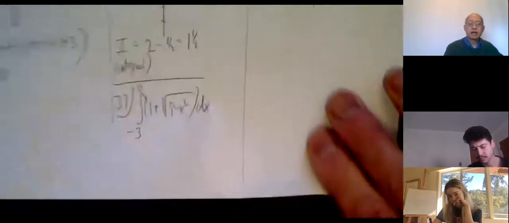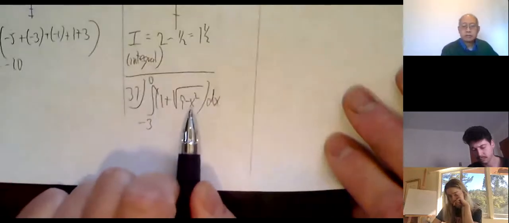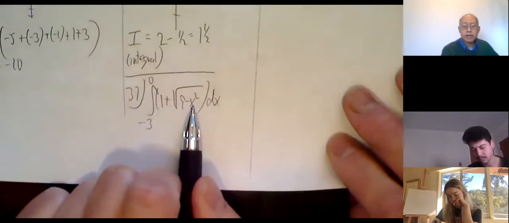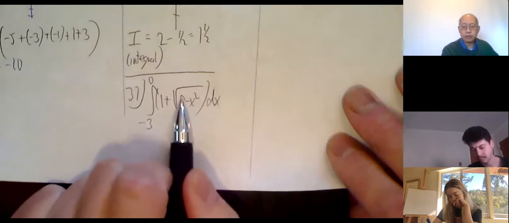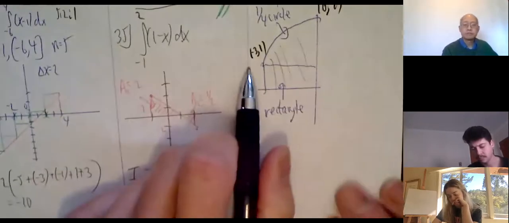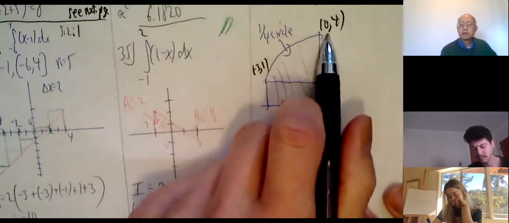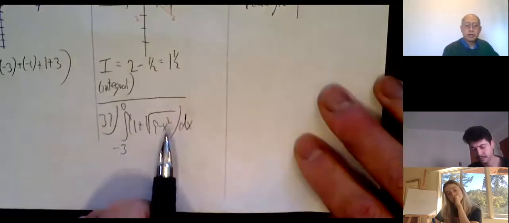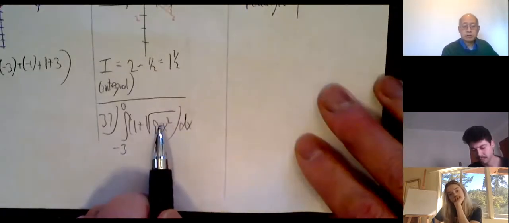-3, 1, double check. Put -3 here. -3 squared is 9. 9 minus 9 is 0. Square root of 0 is 0. Plus 1 is 1. 0 gives me 4. Plug in 0: 9 minus 0 is 9. Square root of 9 is 3. 1 plus 3 is 4.